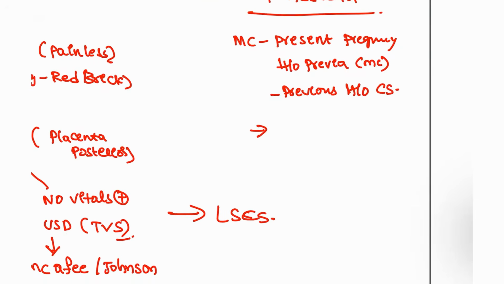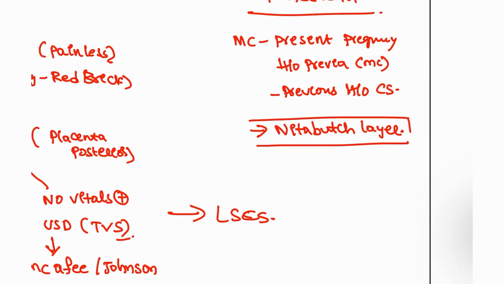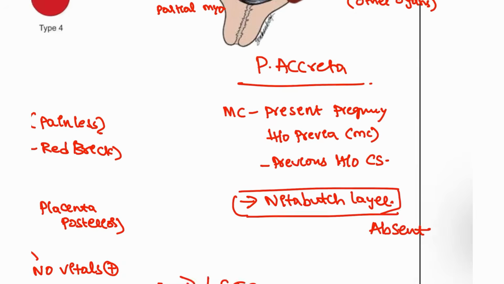The pathophysiology here is the Nitabuch layer. This layer is present between the decidua basalis and the uterus. If this layer is absent, then there is a high risk for the development of accreta syndrome.